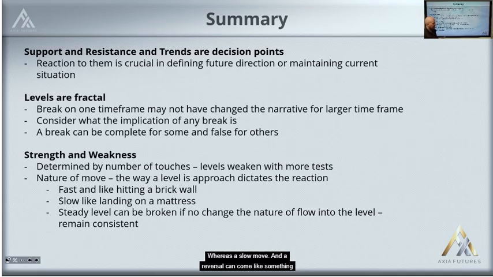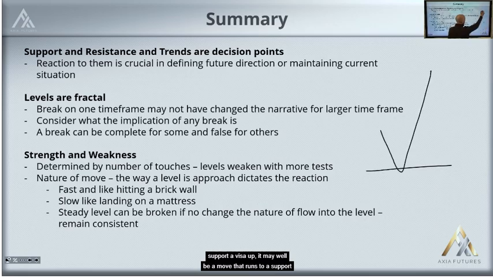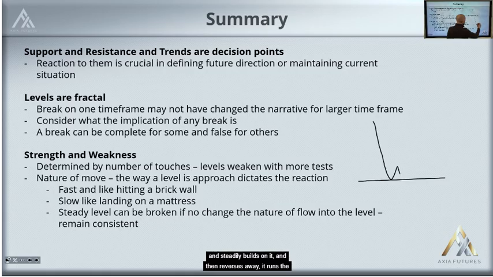Whereas a slow move and a reversal can come like something hitting a mattress and steadily bouncing. It will fall, it will have its energy sapped out. So it isn't a move that hits a support and V's up. It may well be a move that runs to a support and steadily builds on it and then reverses away. It runs the selling pressure out. And so a level doesn't have to only hold when it is approached quickly. It can be approached slowly, and as long as that slowing down doesn't then accelerate again down, we can get this move back up.